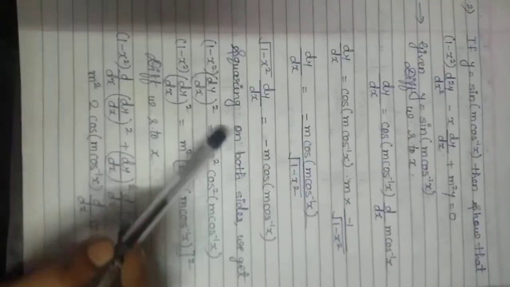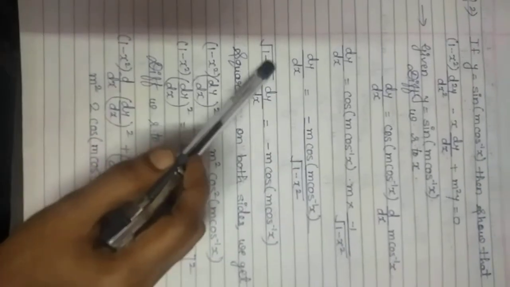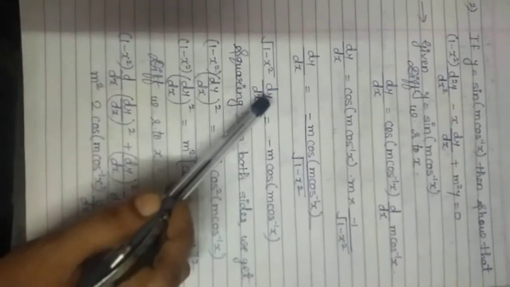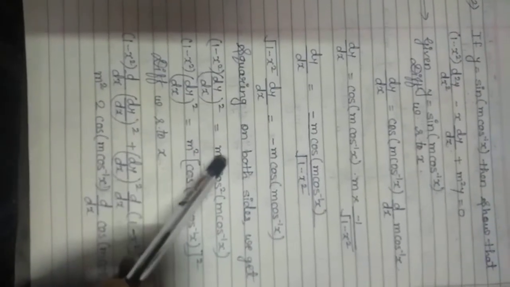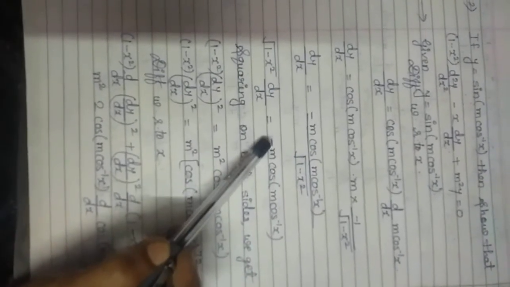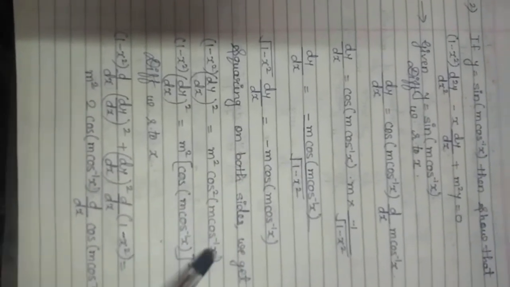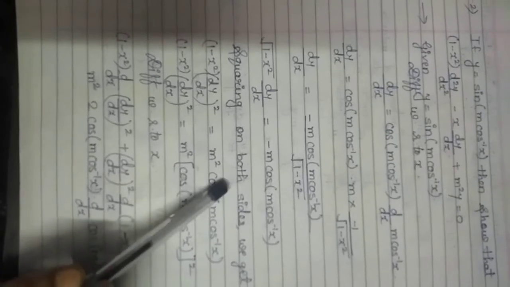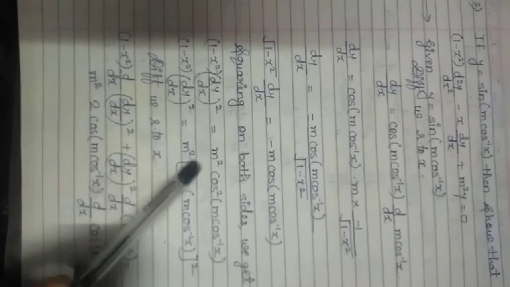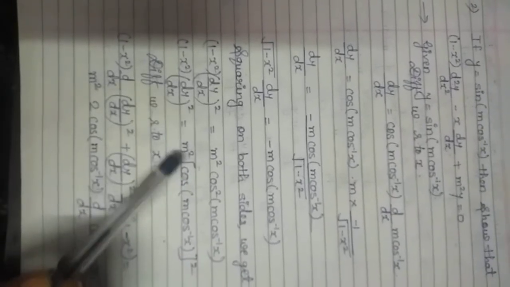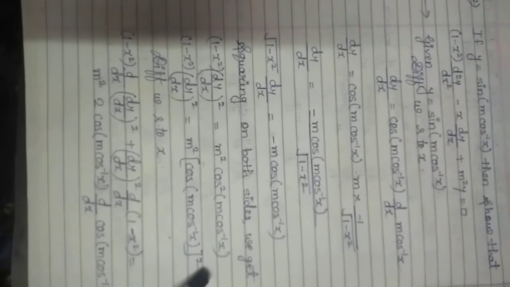So squaring on both sides we will get 1 minus x square, because square root and square will get cancelled. (dy/dx)^2 is equal to m square, minus term will get cancelled, and cos square of m into cos inverse of x. Now this square we can write for the entire term. So in the next step remaining terms will be as it is, just to the cos term we will write square of the entire term.